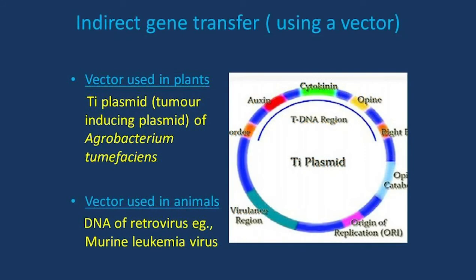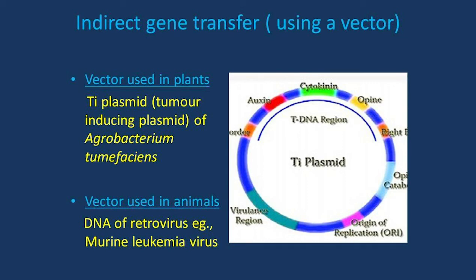The vector which is used to transfer genes into plants is the TI plasmid, or tumor-inducing plasmid, of Agrobacterium tumefaciens. In animals, we can use DNA of retrovirus, for example murine leukemia virus. Retrovirus contains RNA as a genetic material. From the RNA of this virus, a complementary DNA is produced using reverse transcriptase. This DNA is used as a vector.